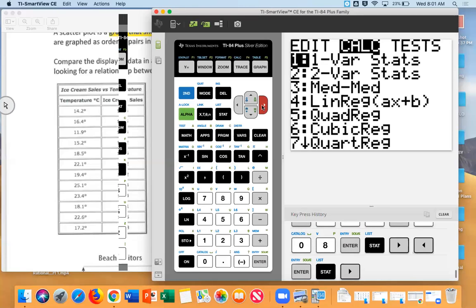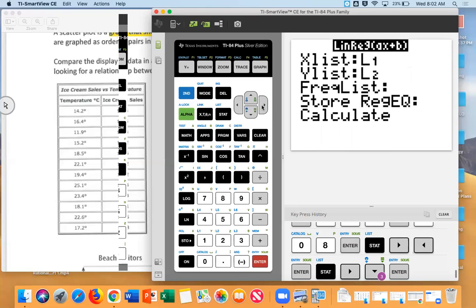Very good. Now, does everybody see number 4? It says lin reg. Lin reg stands for linear regression. But notice it says ax plus b. Ax plus b sounds a lot like mx plus b, agreed? So a is m, so we're going to go down to number 4 and hit enter. Now notice it says the x list was L1, that is true. The y list was L2. And then frequency, we don't need that. We don't need store reg equation. We're just going to go down and hit calculate.